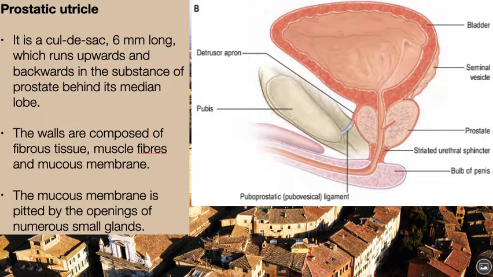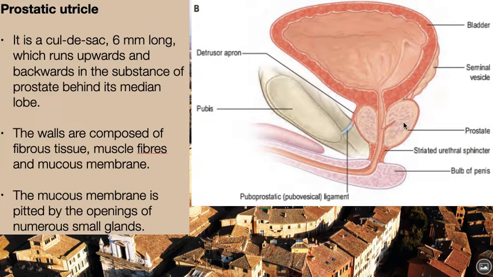Now, what is this prostatic utricle? Basically, it is a cul-de-sac about 16 millimeter in length, running upward and backward in the substance of the prostate gland behind its median lobe.